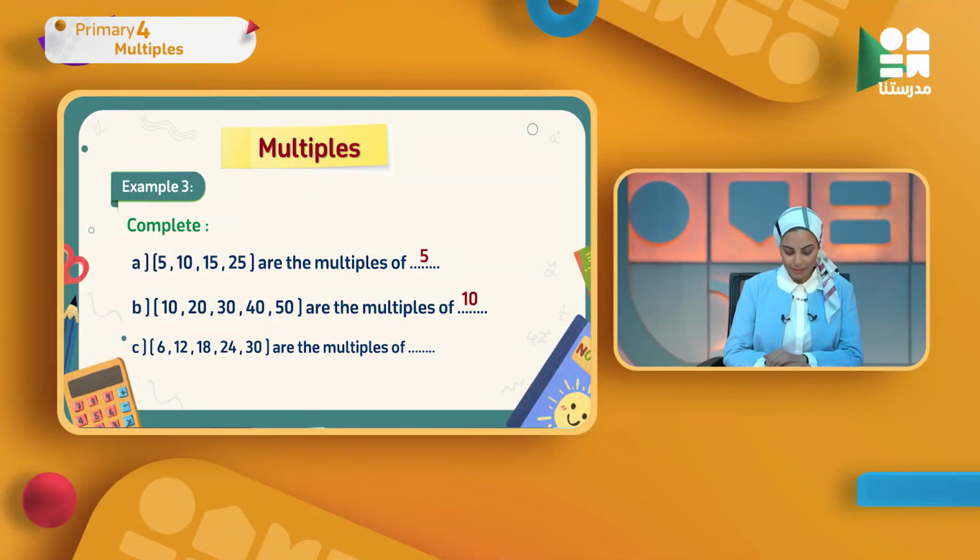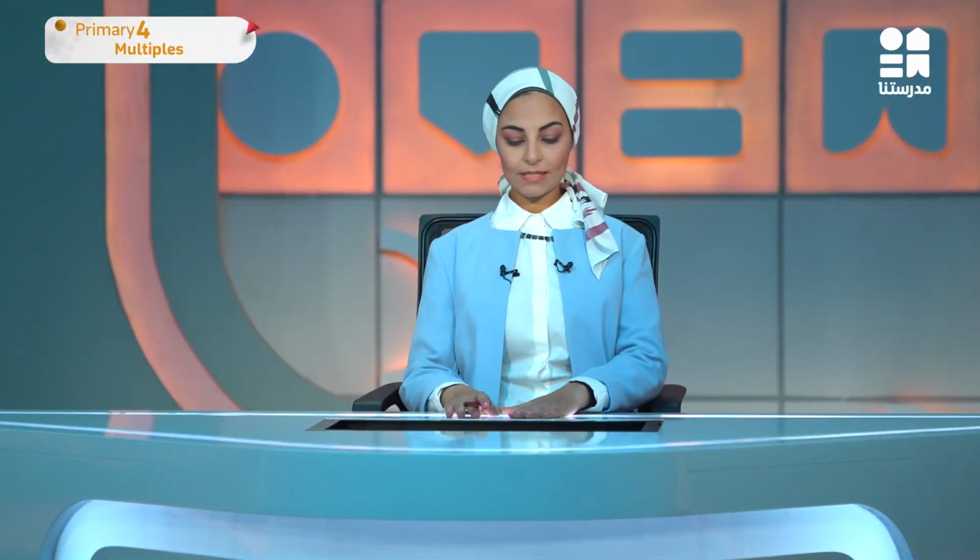Now, letter C. 6, 12, 18, 24, and 30 are multiples of what? Who can tell me? 6, 12, 18, 24, and 30. It means moving by 6, then they are multiples of 6. Another example. This is a very easy example. If you know the timetable, you can solve it in 1 second.